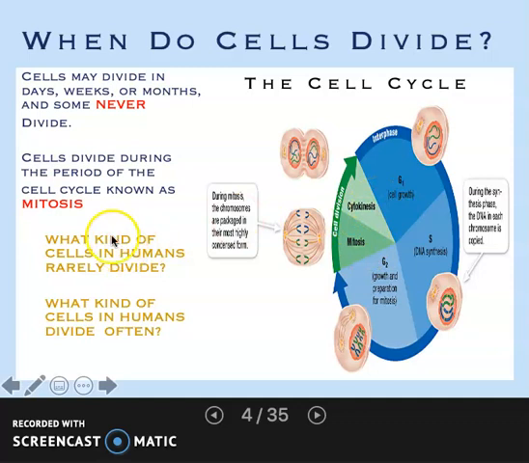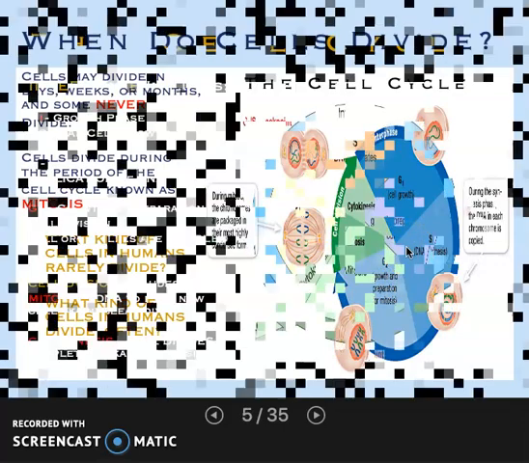And we could say, well, what kind of cells in humans are rarely dividing? Well, again, brain cells. What kind of cells in humans divide often? Well, look under your bed. All those dust bunnies, what are they made up of? 75% of those dust bunnies is made up of skin cells.